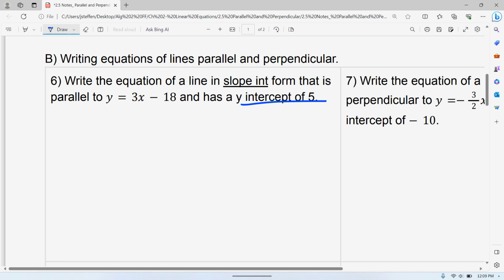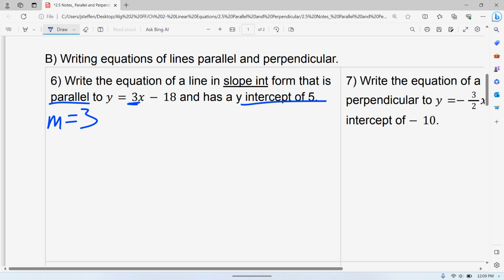But the important thing to wrap your mind around is this line that they give us, y is equal to 3x minus 18. We only want the slope of that line. We do not care at all about the y-intercept. The only reason they give us that line is because I want the slope. So I want a line that is parallel to that line. That means I want a line that has the same slope as this line. So off to the side, I'll put that the slope I'm going to use is 3. If it's parallel to that line, it has the same slope, so my slope is 3.